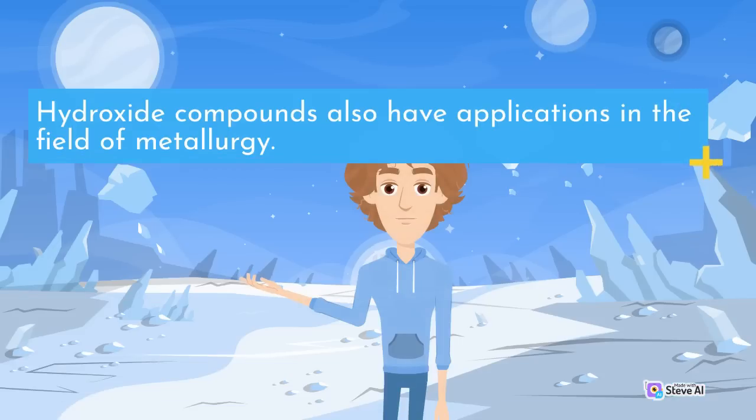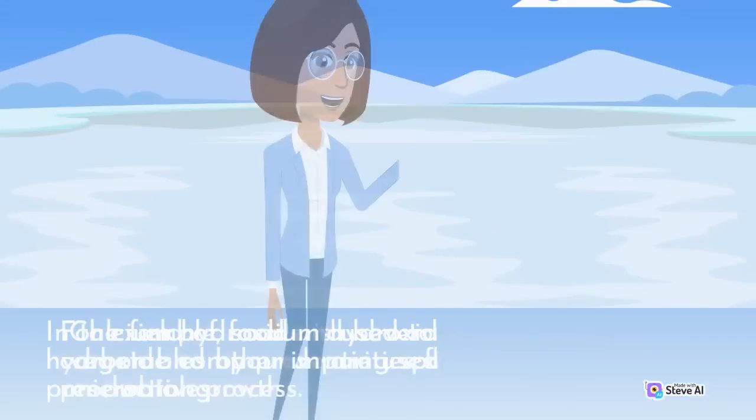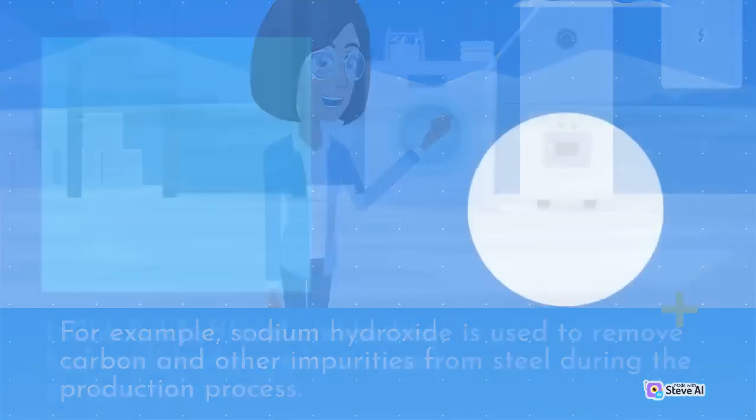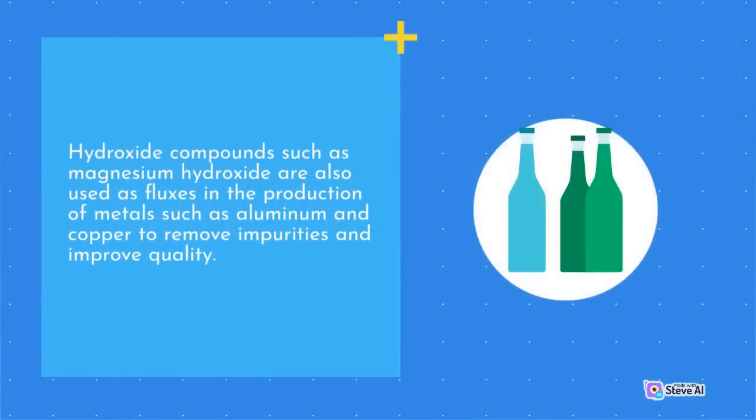Hydroxide compounds also have applications in the field of metallurgy. For example, sodium hydroxide is used to remove carbon and other impurities from steel during the production process. Hydroxide compounds such as magnesium hydroxide are also used as fluxes in the production of metals such as aluminum and copper to remove impurities and improve quality.